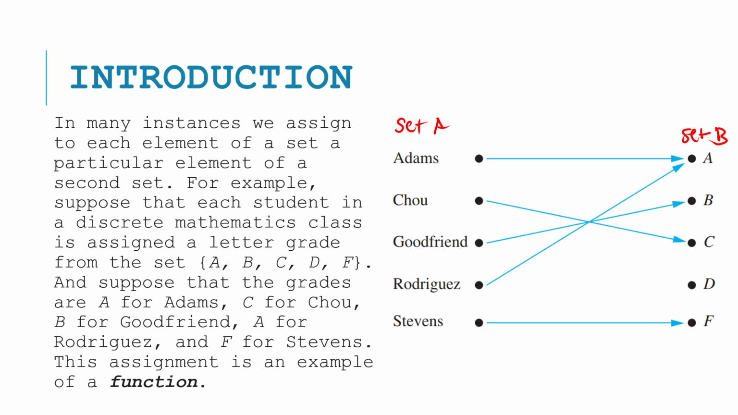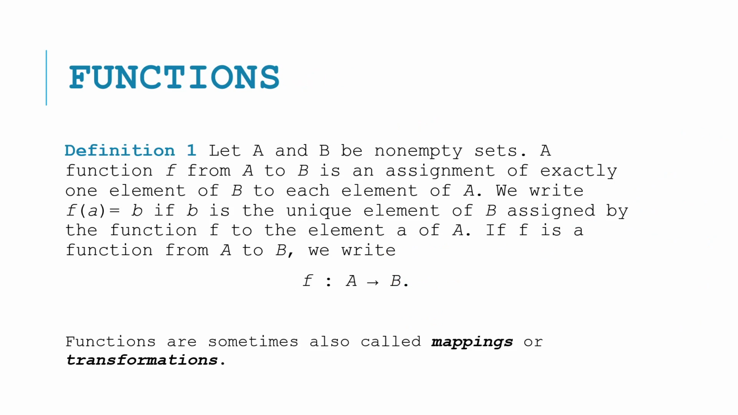Suppose that the grades are A for Adam, C for Cho, B for good friend, A for Rodriguez, and F for Stevens. This assignment that we did is an example of a function. When we assign an element of the first set to an element of a second set, that is essentially an example of a function.